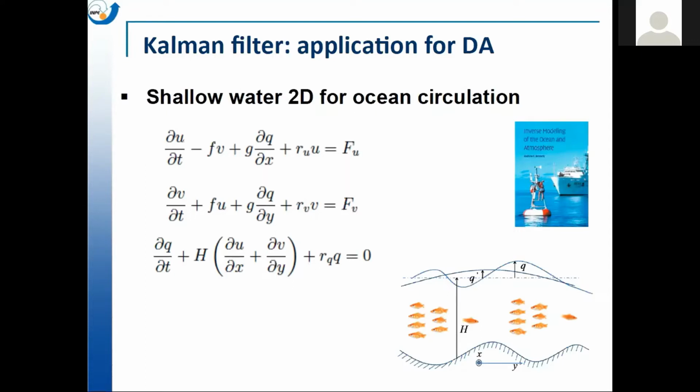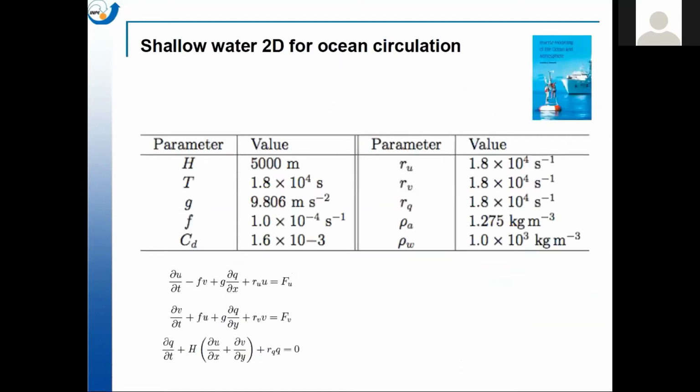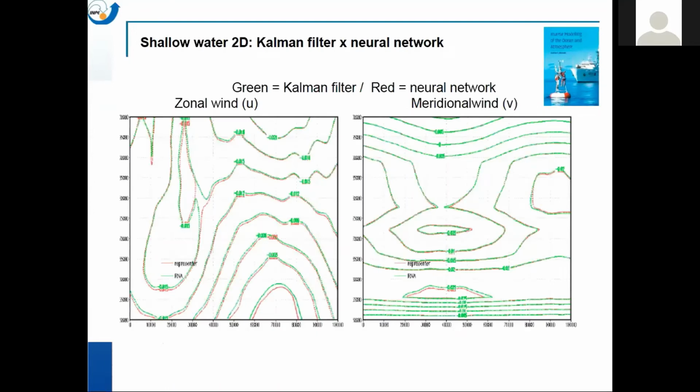I extracted this modeling from this book here. This is a book written by Professor Bennett, Inverse Modeling of the Ocean and Atmosphere. And here are the boundary conditions, okay? And these are the parameters that we are using in order to have a good representation of ocean circulation using the shallow water model, okay?